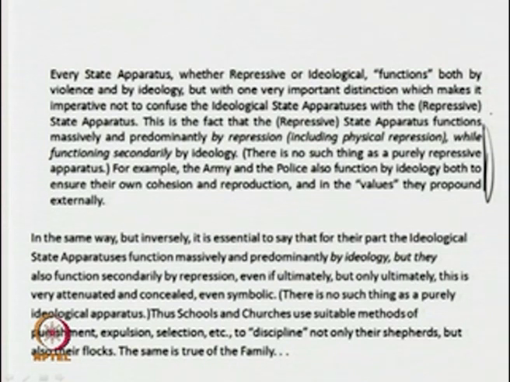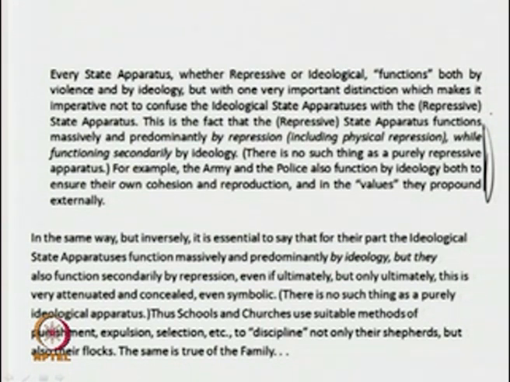But again, look at what is said here. Let's go through this again. Every state apparatus, whether repressive or ideological, functions both by violence and by ideology. That is, whether it is the ideological state apparatus or the repressive state apparatus, the important point to be noted is that violence and ideology inform both, and as I said, many today say that there is nothing called ideological state apparatus. All kinds of state apparatus are repressive.